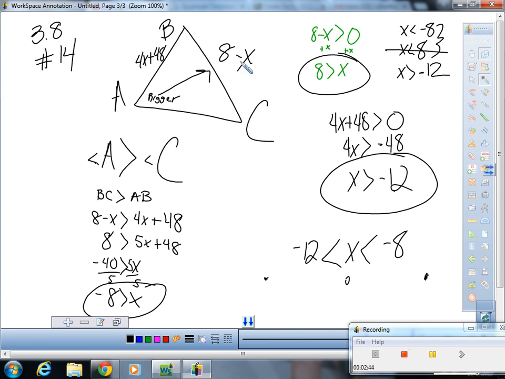So now let's try a negative 10, something right there in the middle. 8 minus a negative 10? 18. Negative 40 plus 48? 8. That works, doesn't it? There's our answer. Dang you, algebra.